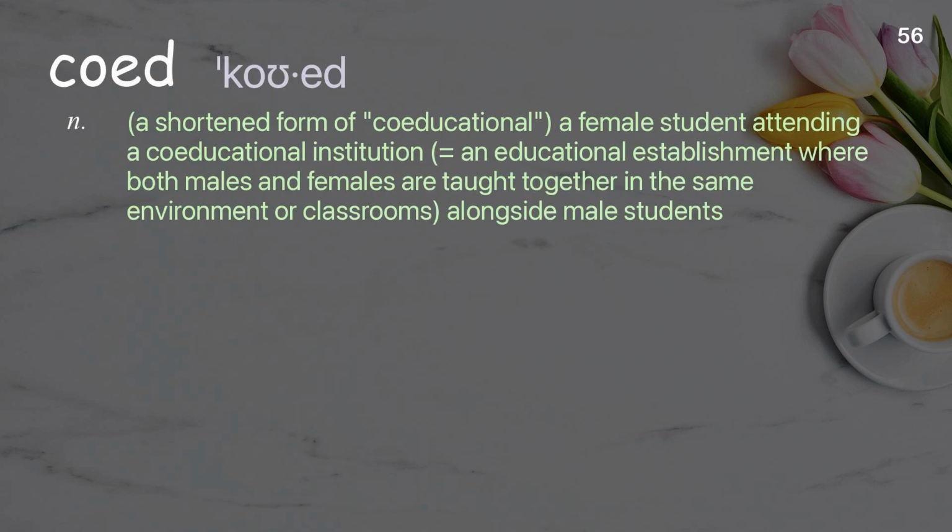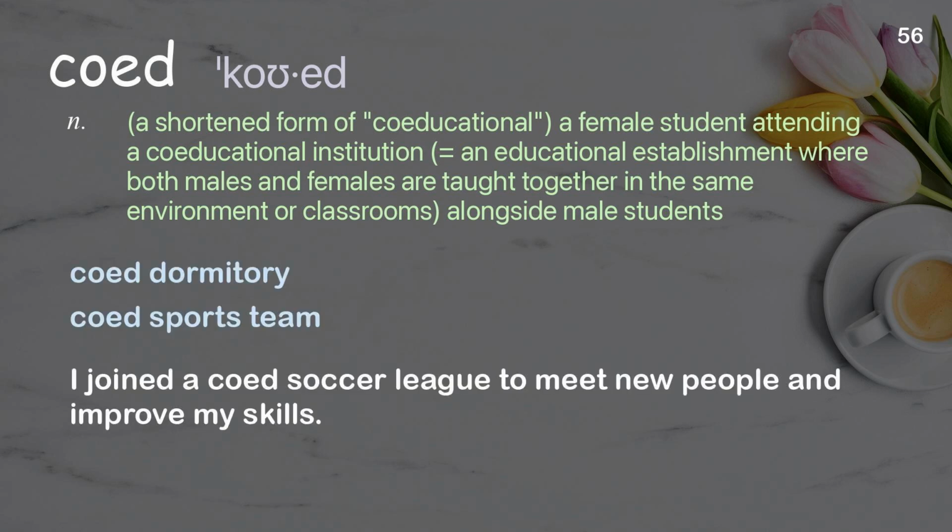Co-ed. A shortened form of coeducational, a female student attending a coeducational institution, an educational establishment where both males and females are taught together in the same environment or classrooms, alongside male students. Examples: Co-ed dormitory. Co-ed sports team. I joined a co-ed soccer league to meet new people and improve my skills.